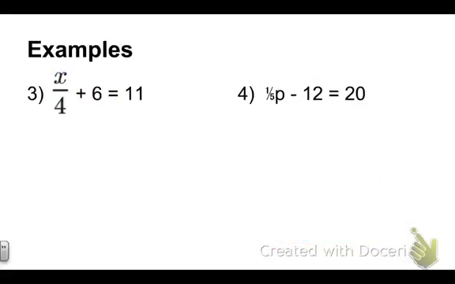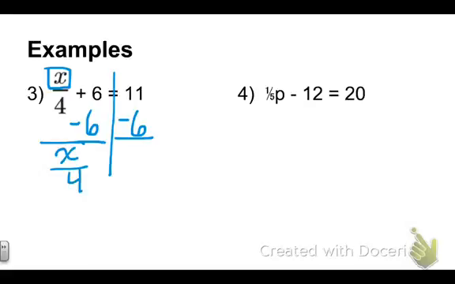Last 2 examples. Yes, they have fractions in them. Don't freak out on me. We can do this, and we can do this well. So, first of all, here is my x. X is being divided by 4 and added by 6. Get rid of whatever's being added or subtracted first. It's plus 6, so do the inverse. Minus 6. Whatever you do to one side, do to the other. X divided by 4 plus 6. Take away that 6. It's going to leave you with x divided by 4 is equal to 5.